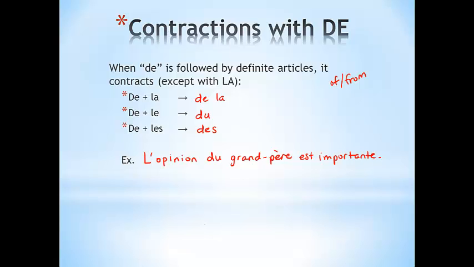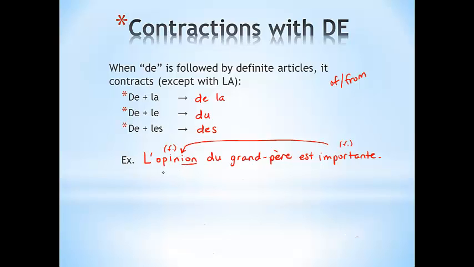L'opinion du grand-père est importante. So just a quick little review with adjectives. Important is feminine because it is agreeing with opinion, which is feminine. The opinion is important, right? So any noun that ends in ion is going to be feminine. A little hint for you. So just a quick little review with that.